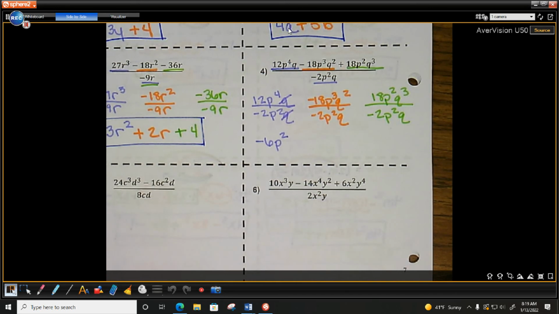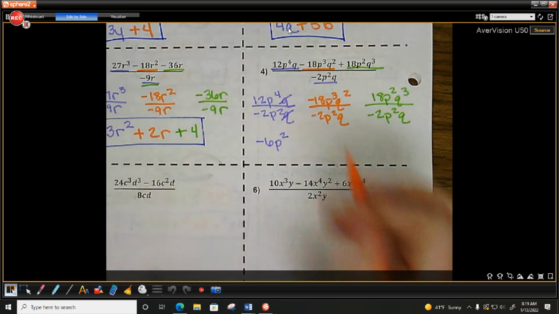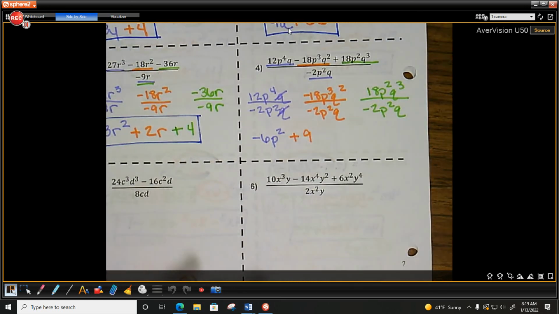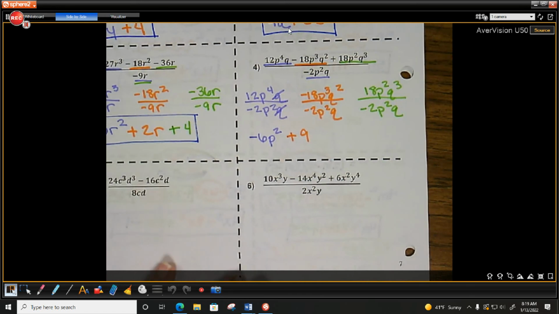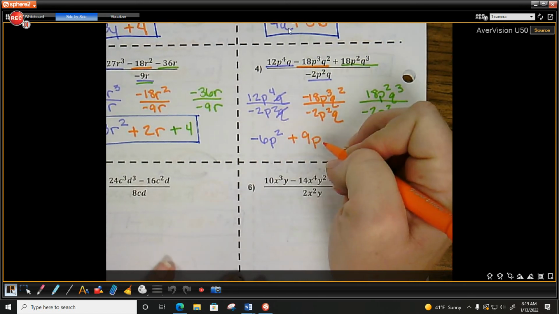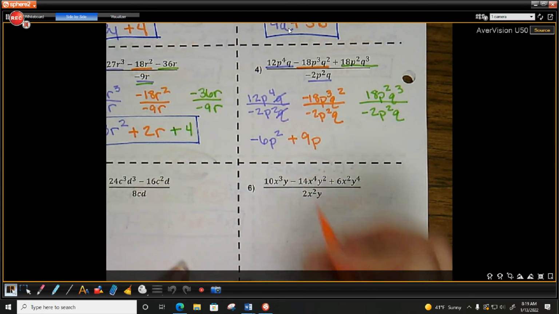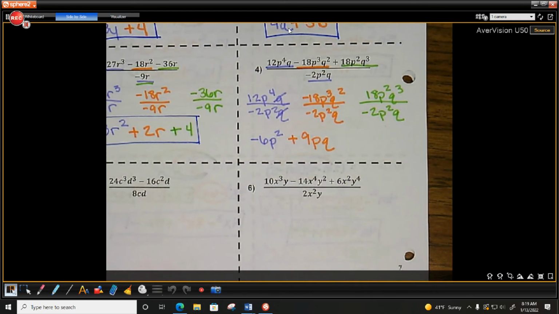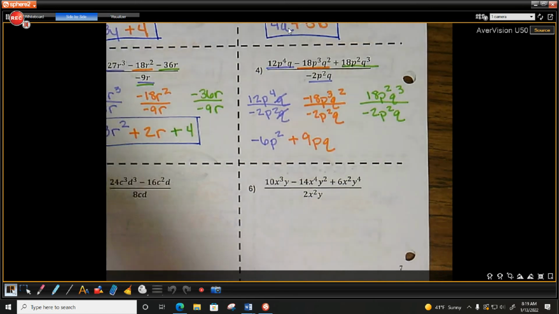Alex, what's my second term going to become? Positive what? 9, very good. Are there more p's on top or bottom? Top. Very good. Do you need the exponents of 1? No. Good job. Regina, what's my last term going to become?